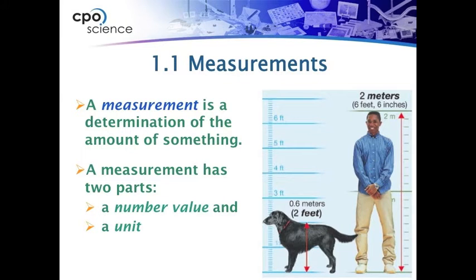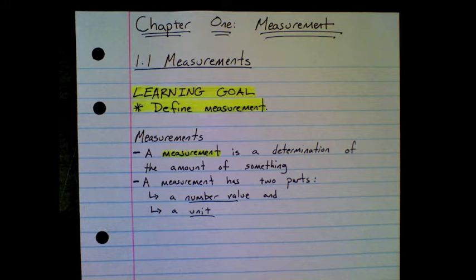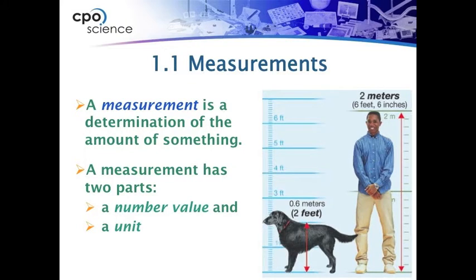So, a measurement is a determination of the amount of something. How much? And it has 2 parts, a number value and a unit. Jumping back over to the notes, this is what I wrote. Exact same thing, a measurement has 2 parts, a number value and a unit. So let's look at that example on the side.